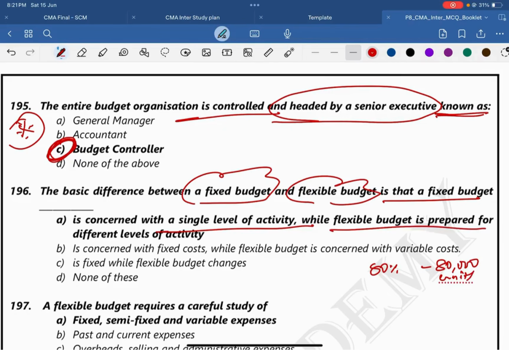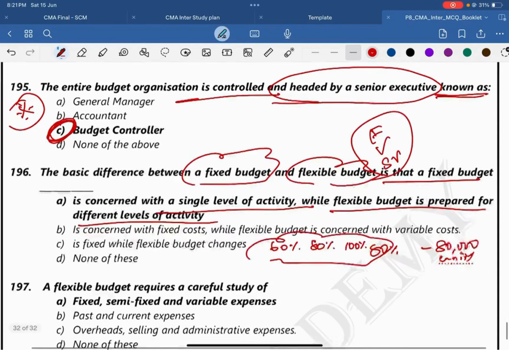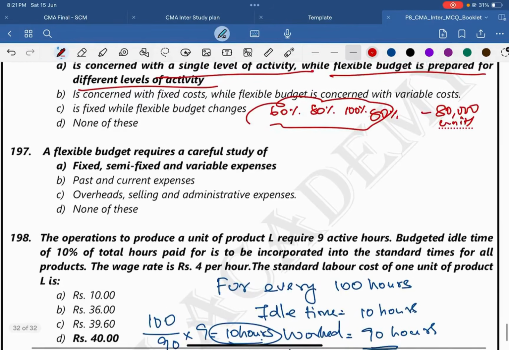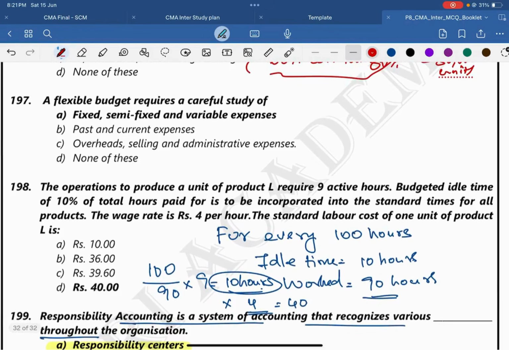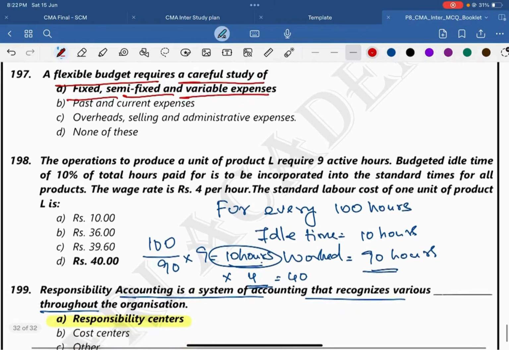While a flexible budget is prepared for different levels of output. Let's say at 60% capacity I will prepare, at 80% capacity I will prepare, at the time I will prepare with 100% capacity. So it will fluctuate. At that time, fixed cost, variable cost, semi-variable cost will be useful. That is behavior wise. 197. 3 more to go, 4 more to go. You can easily crack this. 197. A flexible budget requires a careful study of fixed, semi-variable expense and variable expense.